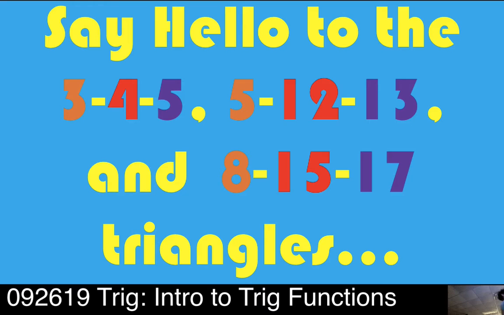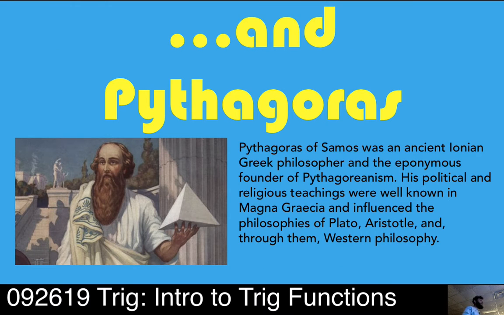The Ghostly Shoals. Say hello to the 3, 4, 5 or the 5, 12, 13 or the 8, 15, 17 triangles. I like this primary color blonde. Yeah, me too. Big, nice, chunky. And say hello to Pythagoras. Is that what he really looks like? Yes, that's a photograph.